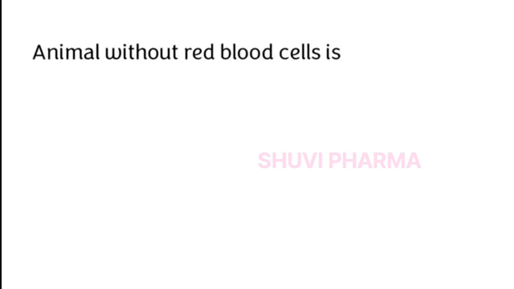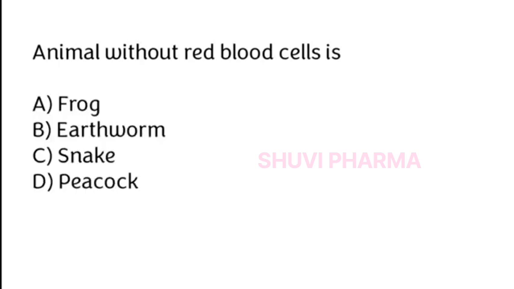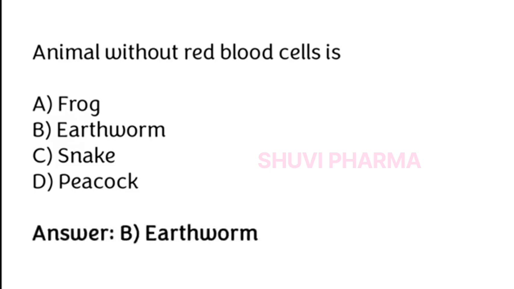Animal without red blood cells is frog, earthworm, snake, peacock. The correct answer is option B. Animal without red blood cells is earthworm.